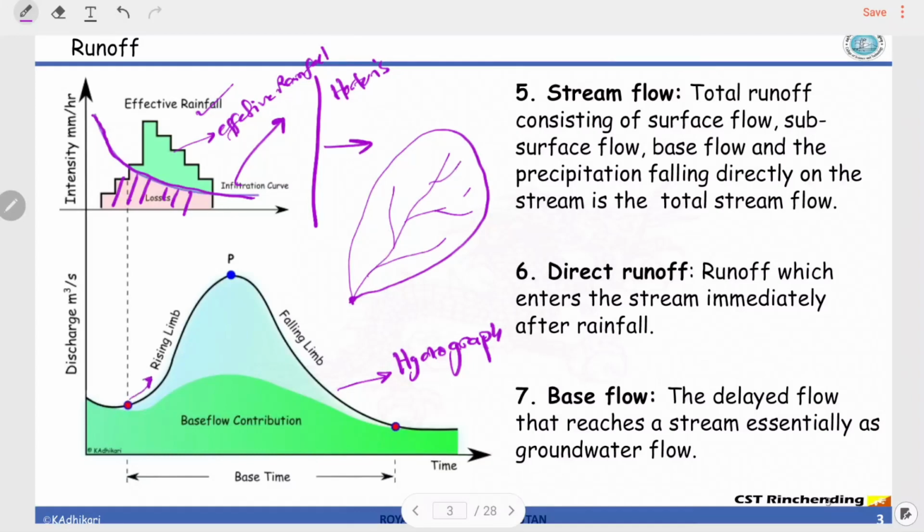This rising depends upon the catchment characteristics. If the slope of the catchment is very steep, like in the mountainous topography of the Himalayas, this tends to become very steep. But if it is a relatively flat topography, I'm talking about the overall catchment slope, then this will have a very gentle rising.